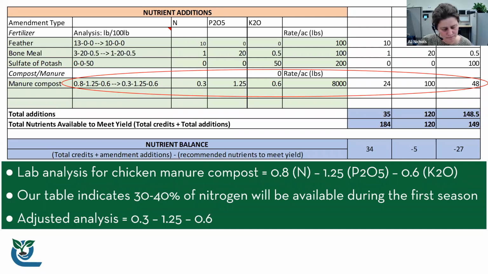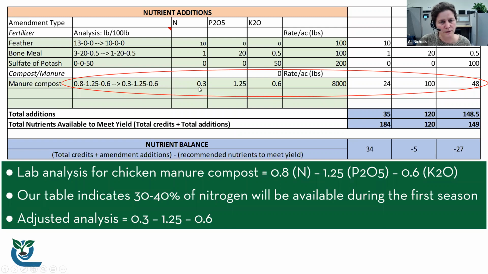So here is what plugging in values for a manure compost would look like. In the calculator that I have, I like to note the analysis from the lab first. And then next I would want to note the analysis based on the information from the resource we were just looking at for how much nitrogen will actually be available that first year. That's the second analysis that I like to note, just to make things clear for myself.